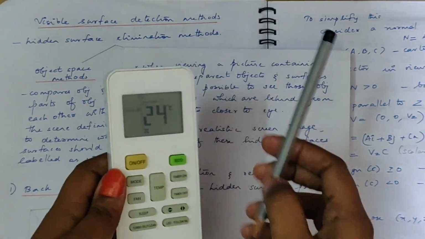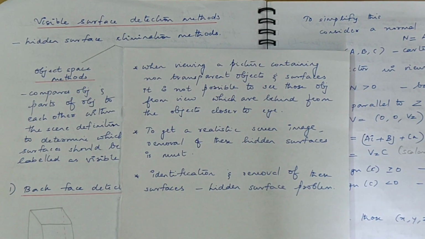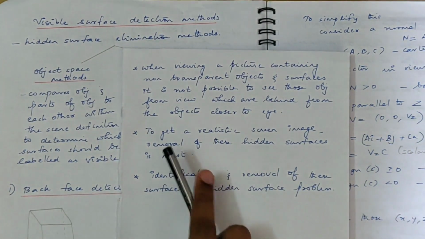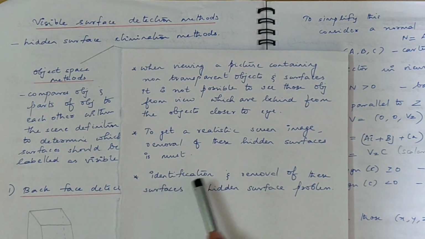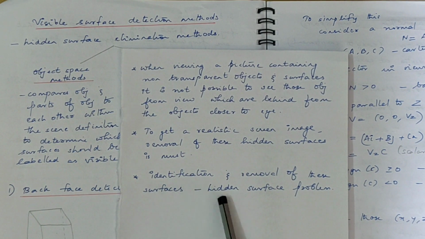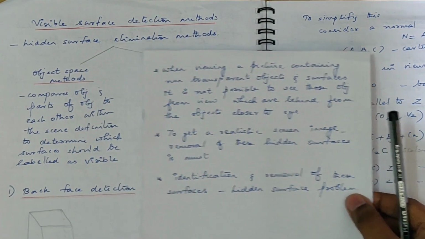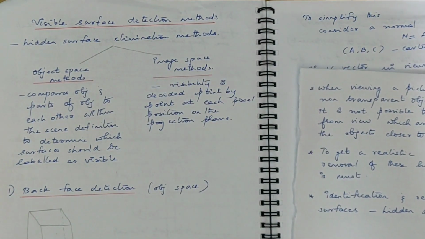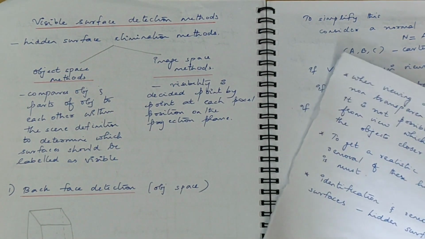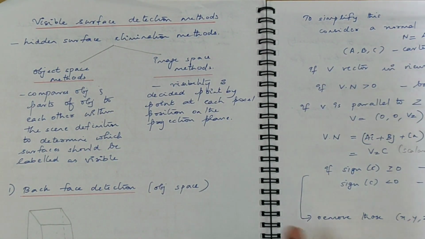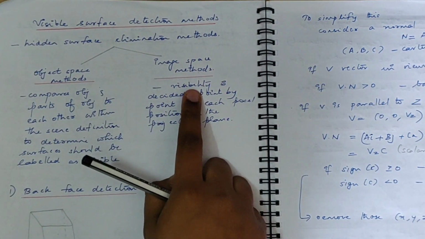When we project 3D objects on a 2D surface, we need to detect the faces that are hidden. To get a realistic screen image, removal of these hidden surfaces is a must. Identification and removal of these hidden surfaces is called the hidden surface problem, or it is also termed visible surface detection: identifying the visible surfaces or eliminating the hidden surfaces. These methods can be broadly classified into two types. The first one is the object space method and the other is the image space method.